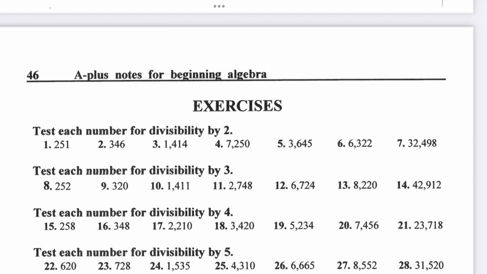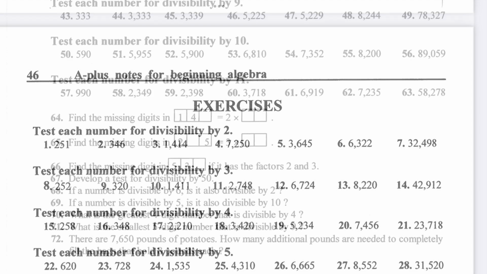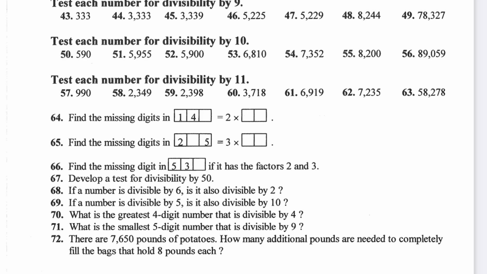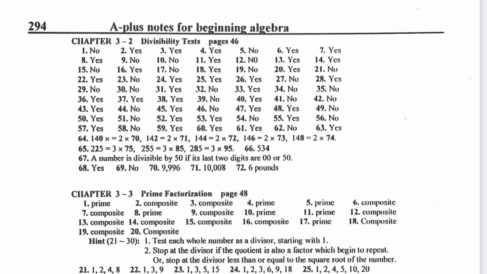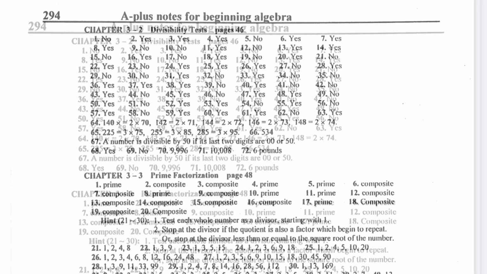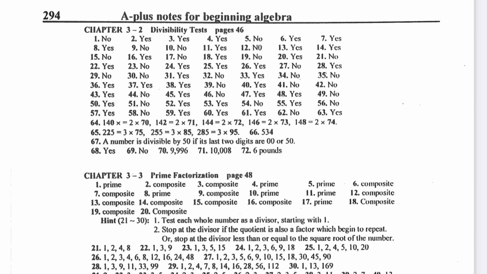We look at the problem sets for this exercise. I would suggest you only do the tests for divisibility by 2, 3, 5, and 10. So that would be problems 1 through 14, 22 through 28, and 50 through 56. Check your answers with the answers in the back of the book to reassure yourself that you have a good grasp of divisibility tests.